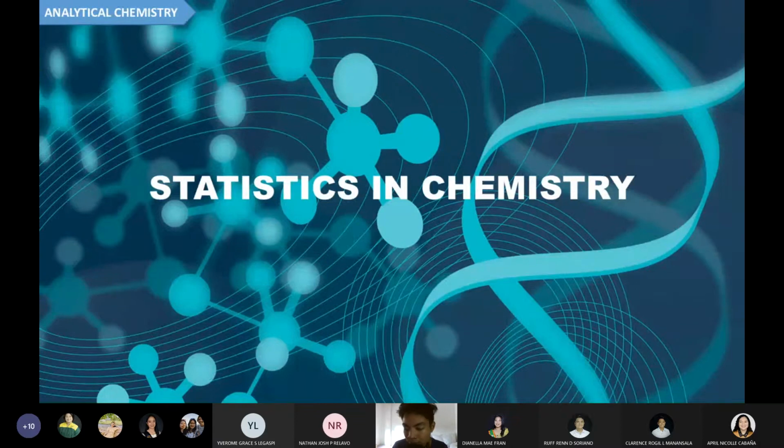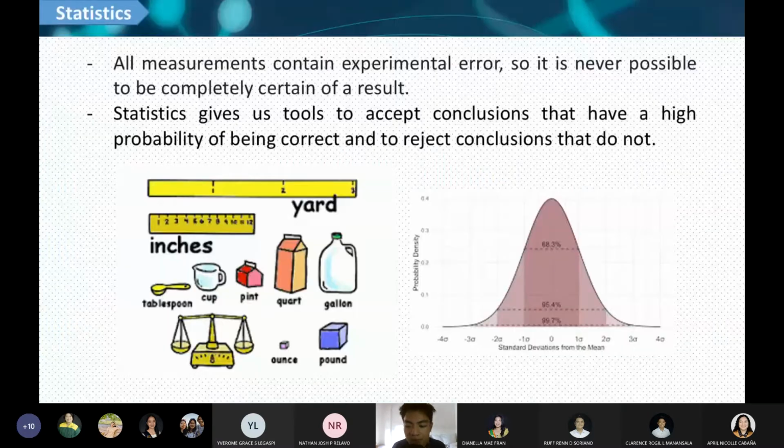Okay, so let's start chapter 2. So this is about statistics in chemistry, no? So why do we care about statistics in chemistry? Number one reason is that chemistry, or let's say analytical chemistry, is heavily focused on measurement. Okay, so whenever you are doing measurement, statistics must be included doon sa topic na yon. Okay. So sabi nga natin, chemistry is heavily reliant on statistics, no?